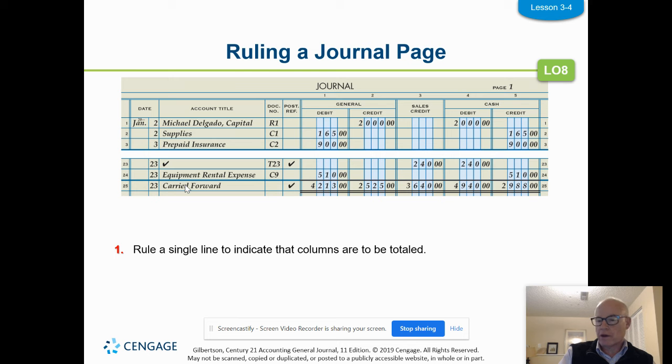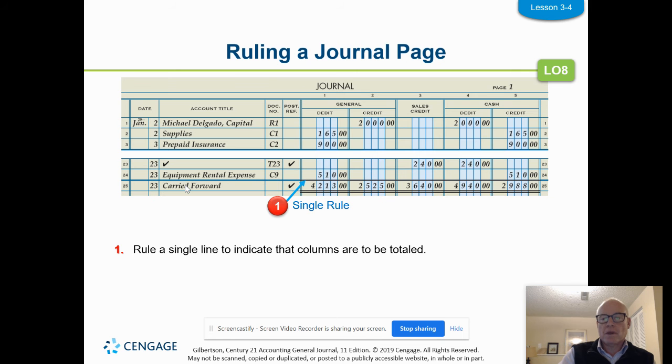Again, if you have QuickBooks, you'll be doing something similar to this. Although with QuickBooks, you wouldn't be ruling a page. You would just be doing a total at the end of the month. It's all one big page when it's electronic, in other words.